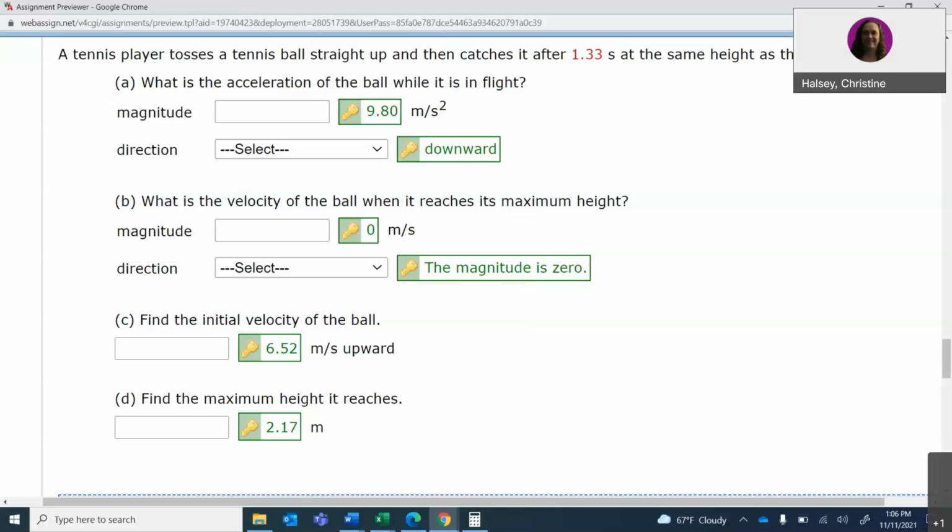While it's in flight, yes, that's because of the way they asked the question, while it's in flight, meaning while it's going up, it's 9.8 meters per second squared, but in the downward direction. The ball's going up, gravity is pushing down. So the acceleration is in the opposite direction of gravity. That's why it's negative.